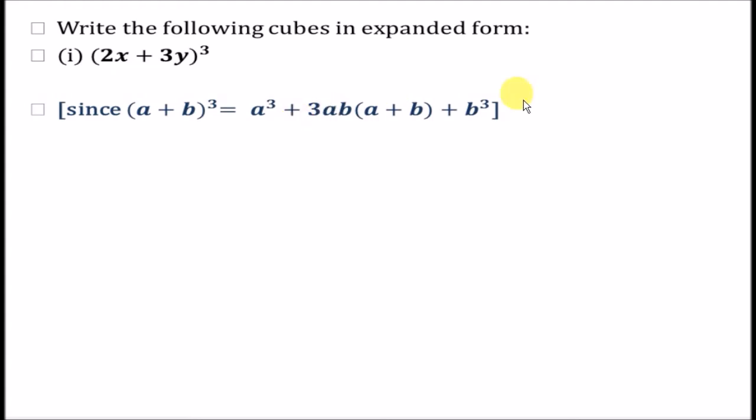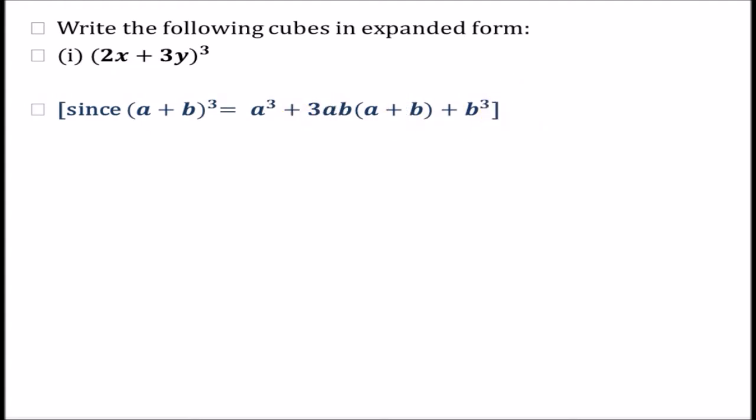Now let us apply the identities to solve different types of questions. The first type of question is: write the following cubes in expanded form. 2x plus 3y whole cube. This is in the form of a plus b whole cube, where in place of a we have 2x and in place of b we have 3y. Since a plus b whole cube equals a cube plus b cube plus 3ab into a plus b.